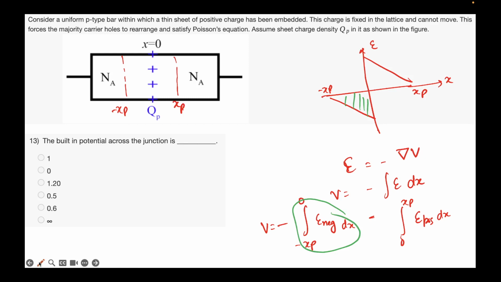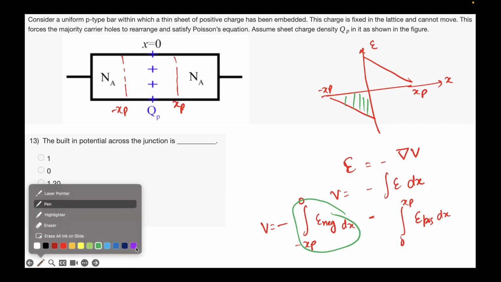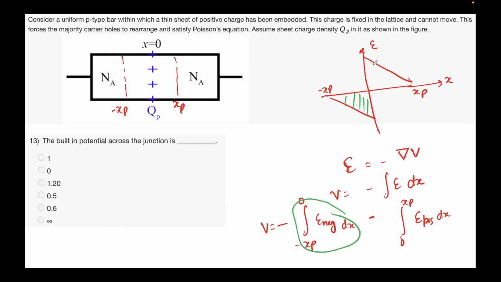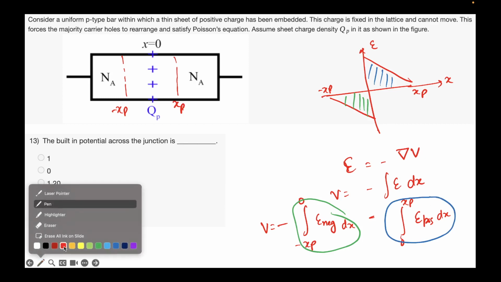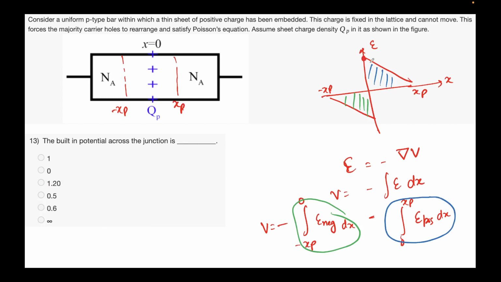Okay, similarly, this is the blue term here. The magnitude will be exactly the same. How do I know that? Because I told you this peak is the same, right?